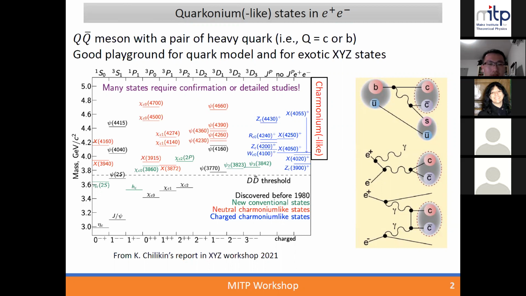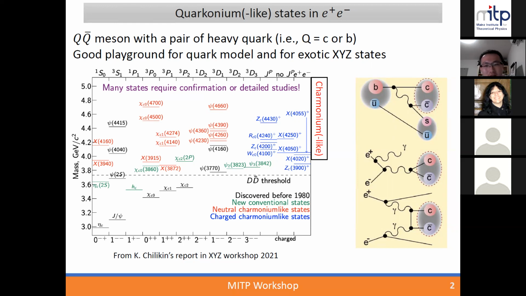I don't put the bottomonium plot here because almost all the bottomonium studies come from the resonance data, so they are not from the ISR analysis. You can see in this plot, many people have shown that under the D D-bar threshold, the potential model and others work very well, but above the threshold, there are many exotic states observed.